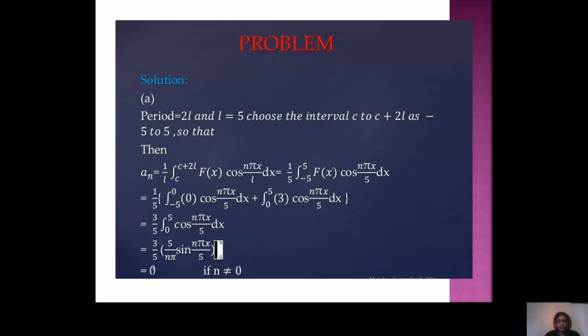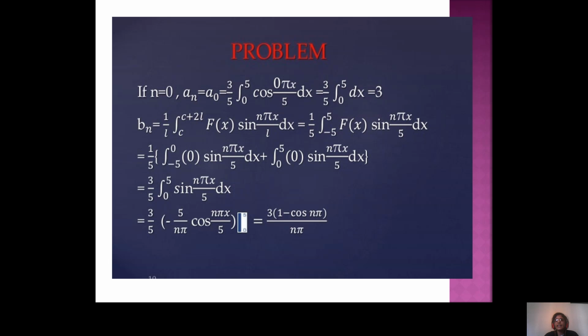So when you substitute here, 1 by 5 integral of minus 5 to 0 of 0 into cos n pi x by 5 dx plus integral 0 to 5 of 3 into cos n pi x by 5 dx. For this you get 3 by 5 into 5 by n pi sin n pi x by 5. Anything with pi inside the sine gives the value 0.